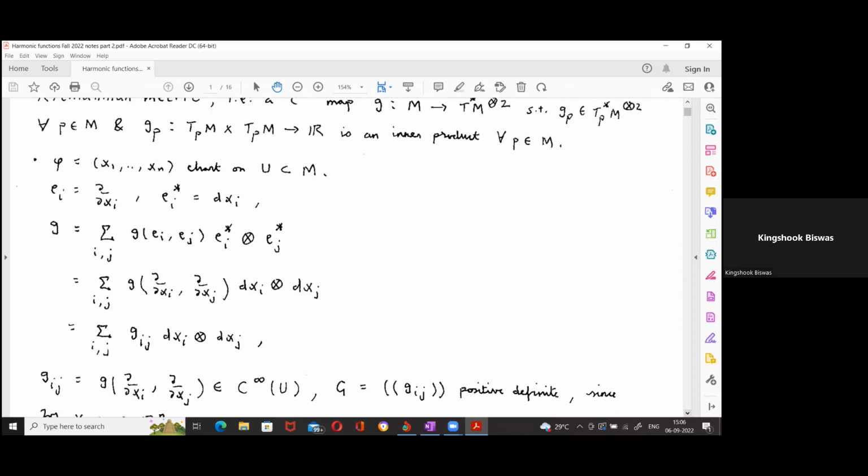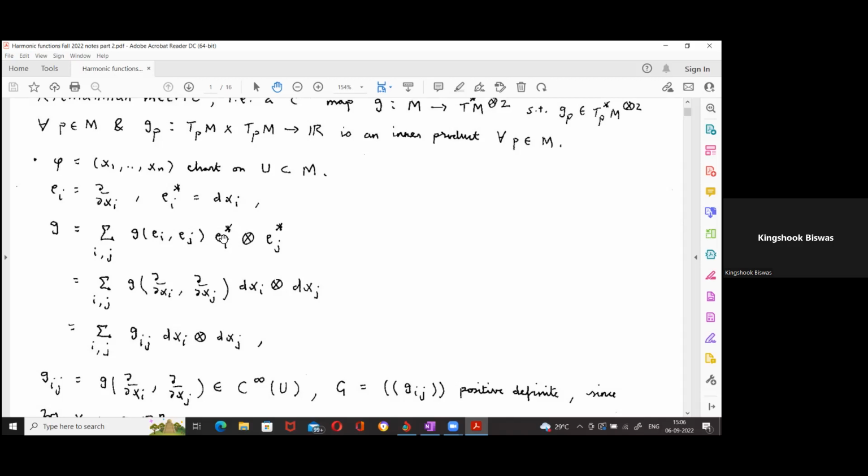So what does it look like in a chart? Suppose I take a chart phi equals (x1 to xn). Then what is my basis of the tangent space? e_i is just del del xi, and the dual basis e_i star is dxi, right? I know the basis of the space of tensors. It's given by tensor products of the dual basis, e_i star. So g, I can write as summation over ij, g of (e_i, e_j) into e_i star tensor e_j star, right?